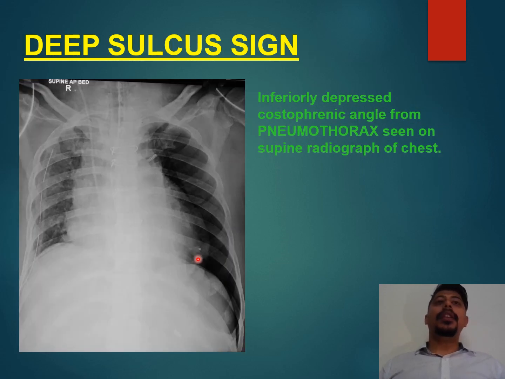Deep sulcus sign. So we can see the bronchovascular markings on this side, but there are no bronchovascular markings, and the lung on the left side is radiolucent, and it gives a deep sulcus sign. It is a characteristic feature of pneumothorax.